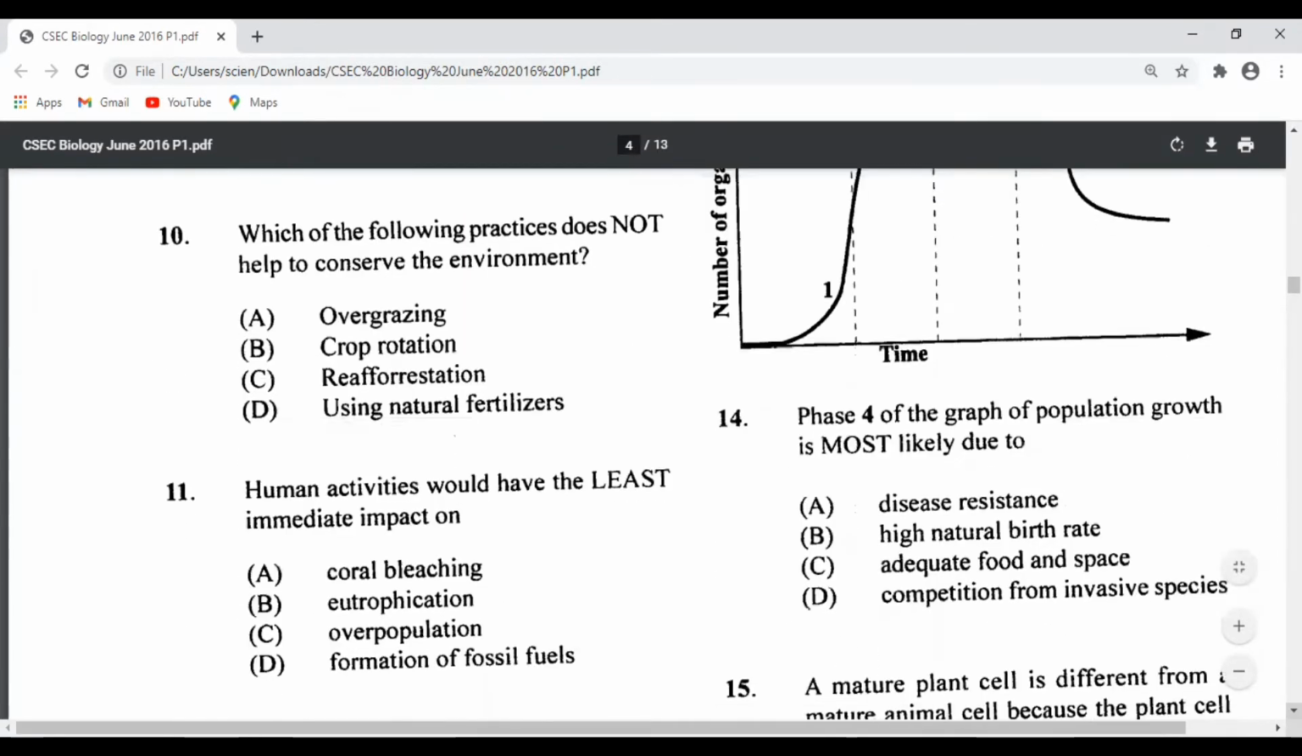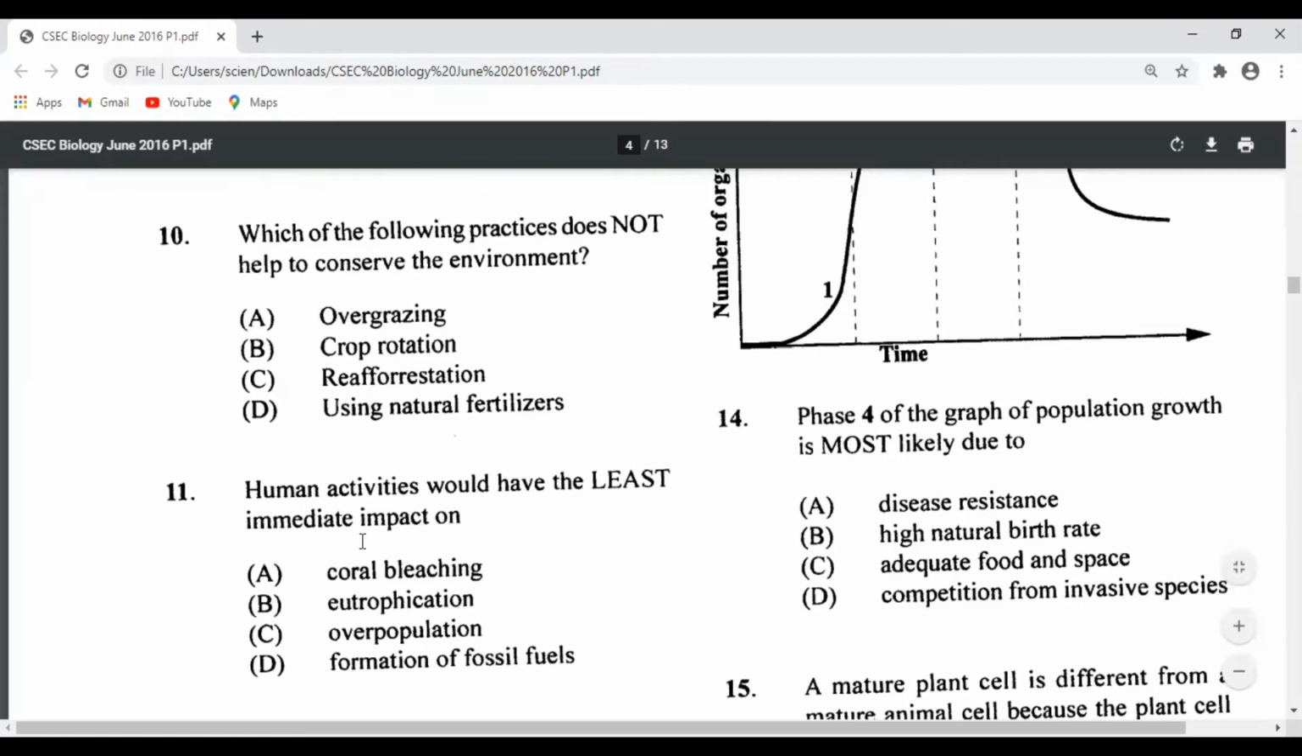Number 10. Which of the following practices does not help to conserve the environment? We're looking for practices that don't conserve the environment. Conserve means to protect or preserve. We have A, overgrazing; B, crop rotation; C, reforestation; D, using natural fertilizers. The answer would be A, overgrazing, because all of the other suggestions refer to conserving and protecting the environment.